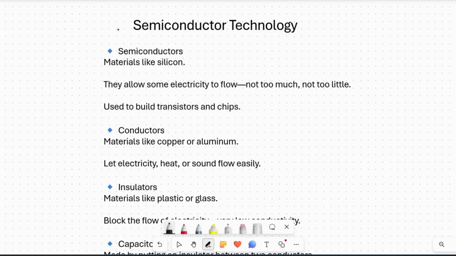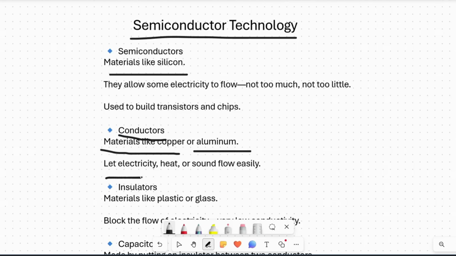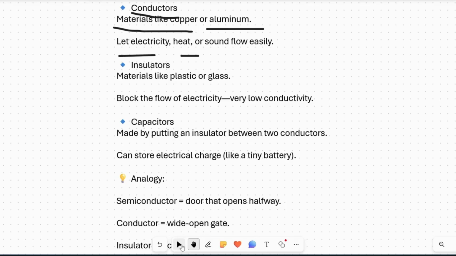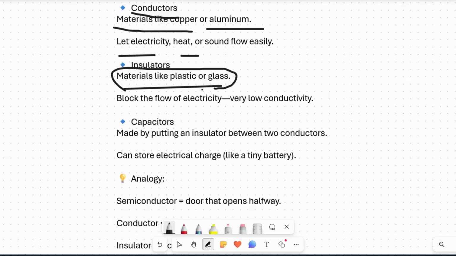Now let's talk about semiconductor technology. Semiconductor materials like silicon allow some electricity to flow, not too much, not too little. They are used to build transistors and chips. Conductor: materials like copper and aluminum let electricity, heat, and sound flow easily. Insulator: materials like plastic or glass which stop the flow of current. Insulators block the flow of electricity. They have very low conductivity.